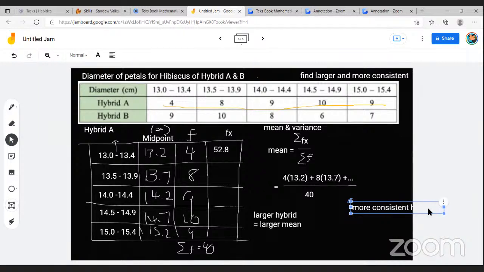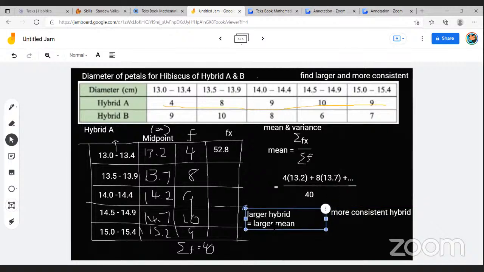Hybrid B. Okay, but what data would you use to justify? You can try anything though. I guess it's the mean too. No, not the mean. Okay, all right, good. It's a good try though.